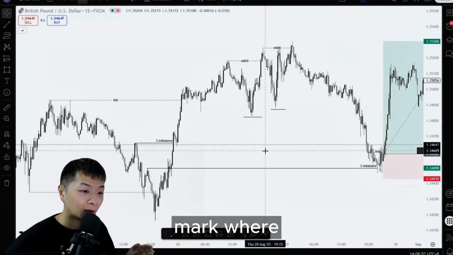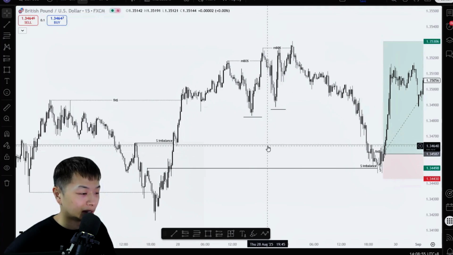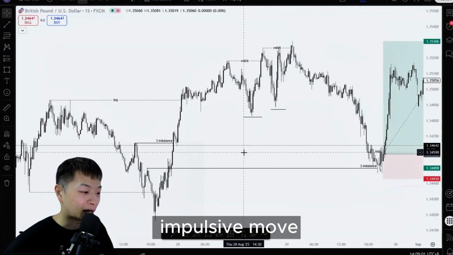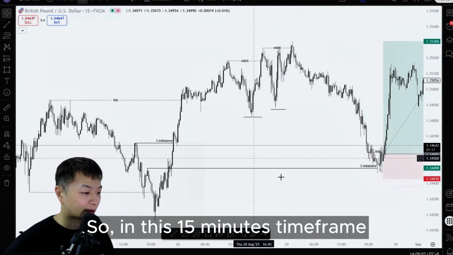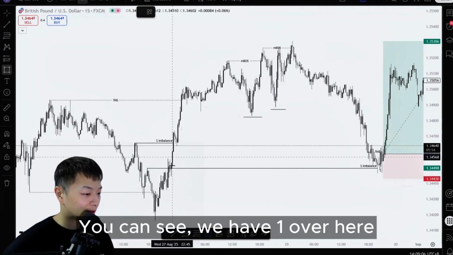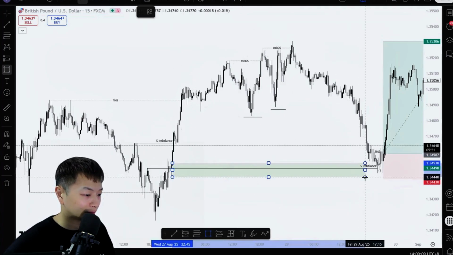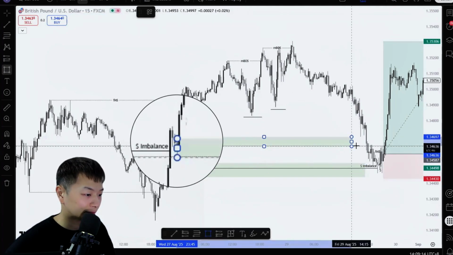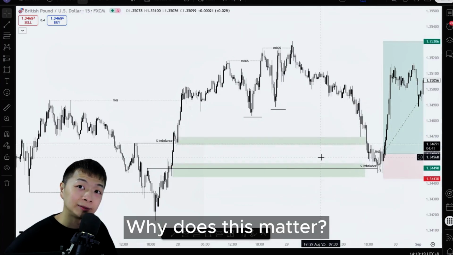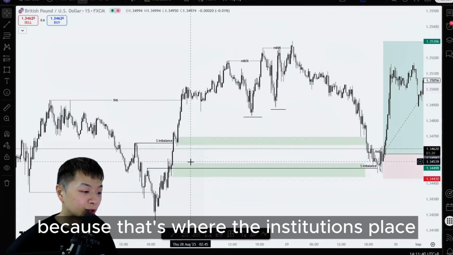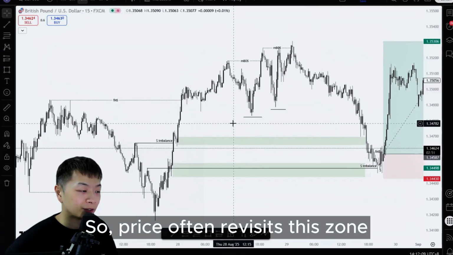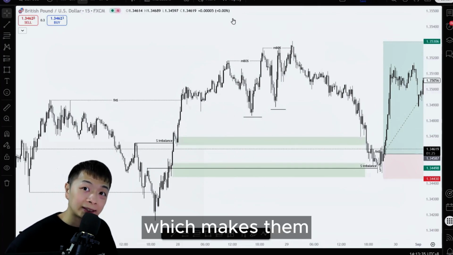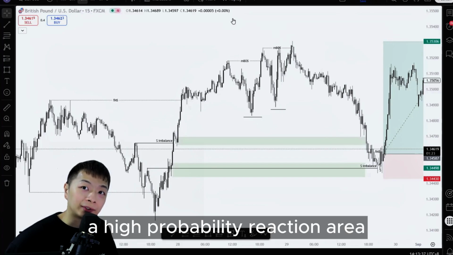Step 1. Mark where the big player enter the market. In SMC, that's called an order block, the last opposing candle before an impulsive move. So in this 15-minute time frame, we can see we have one over here and one over here. Why does this matter? Because that's where the institution place their big orders. So price often revisit this zone to fill leftover position, which makes them a high probability reaction area.